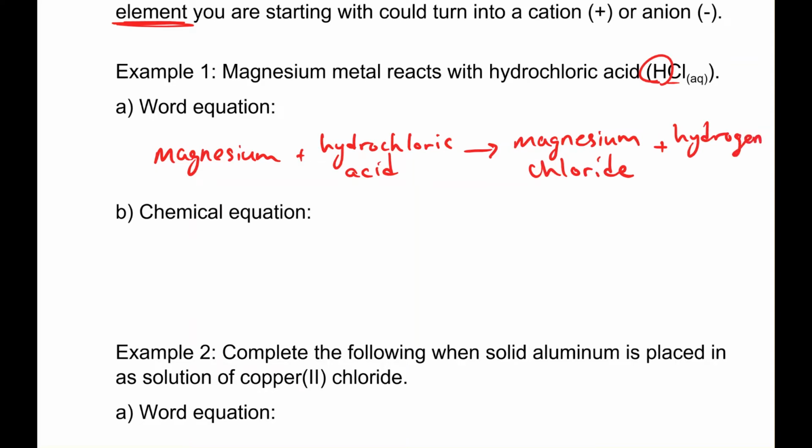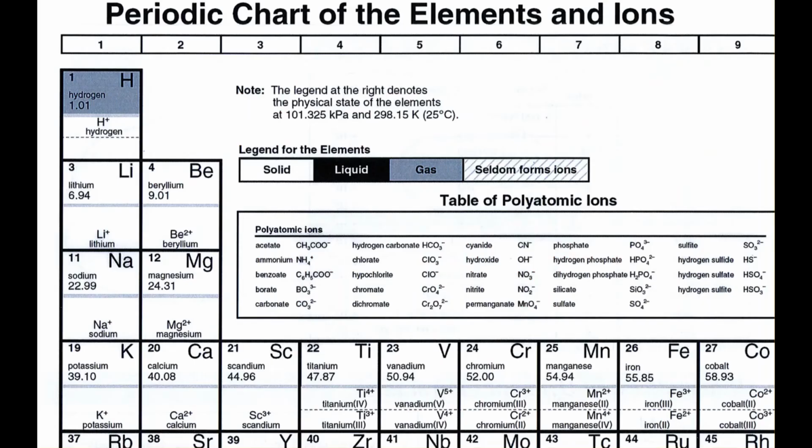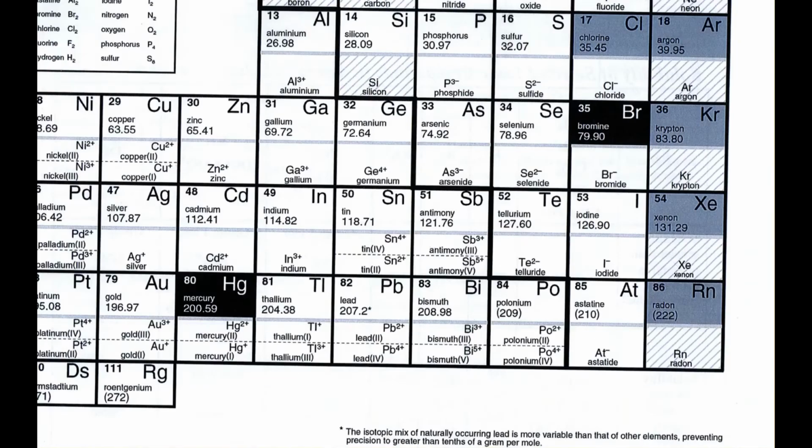Okay, so as always, let's take these names and turn them into formulas, right? Magnesium, Mg solid. Hydrochloric acid, they tell us, right? HCl aqueous. It's going to turn into magnesium chloride. Magnesium is 2 plus, chloride is 1 minus. So MgCl2, and we can check our table of solubility and just see it's soluble.